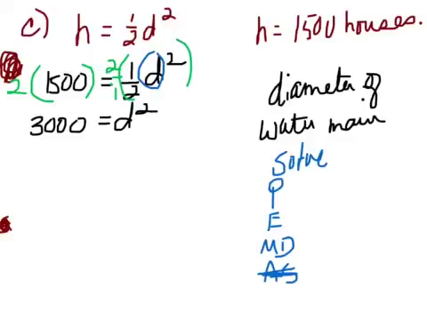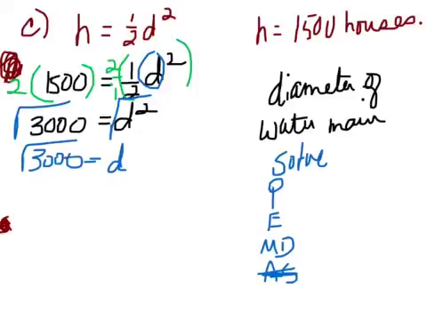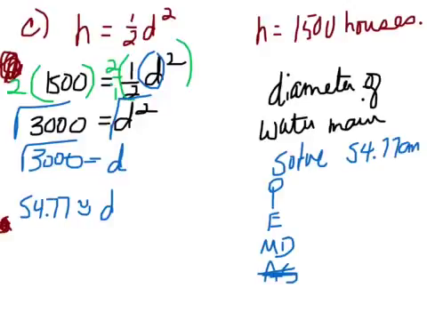Well, that still doesn't give me my diameter. How am I going to find just D? I don't want D squared. Yep, so I've got to square root both sides to get the D the way I want it. So you want your calculator, the square root of 3,000. If we do the math on that, we get about 54.77, so we'll round to the nearest hundredth. So my diameter of my water main needs to be about 54.77 centimeters in order to serve 1,500 houses.